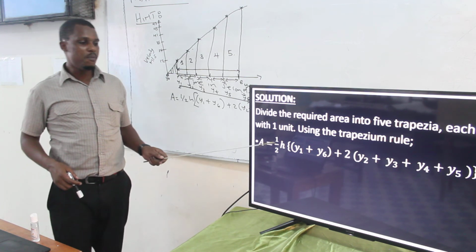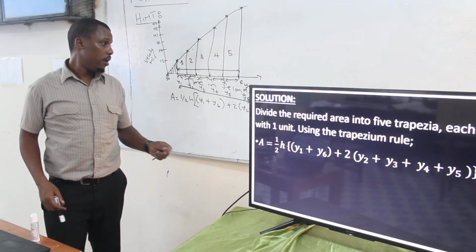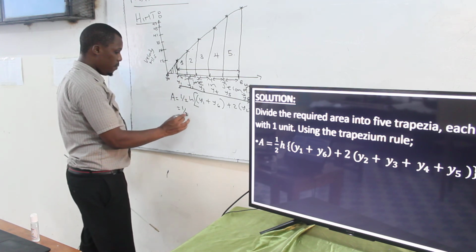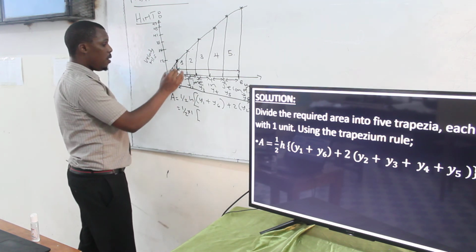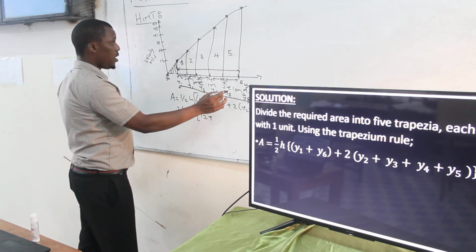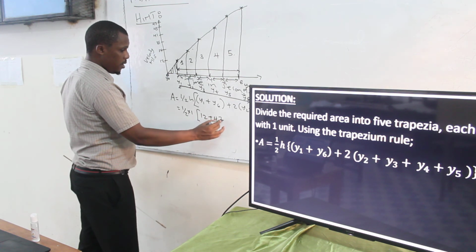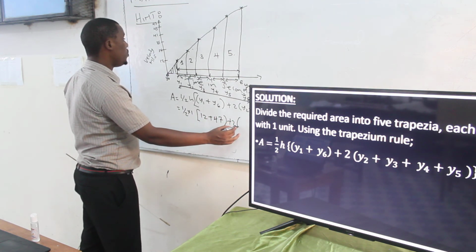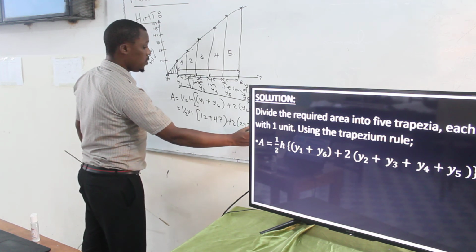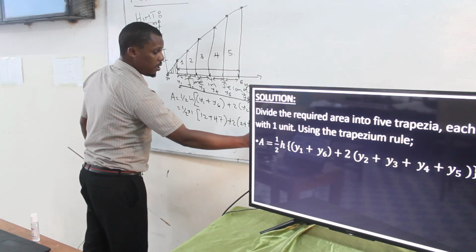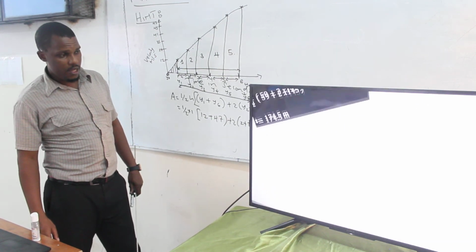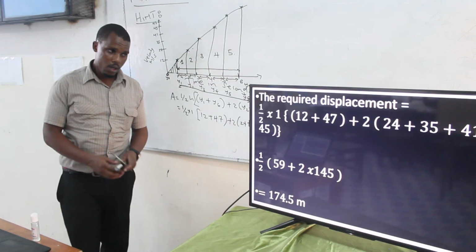Then in our next case, substitute this one. What is y1? You come to our y1 here. The uniform width is 1. So this is going to be half multiplied by 1, the bigger bracket. Our y1 we have agreed is 12. Then our last one is 47. Then plus 2 times our y2, you can see is 24 plus 35 plus 41 plus 45. So that is the case where we are having the substitution. You are substituting all those.